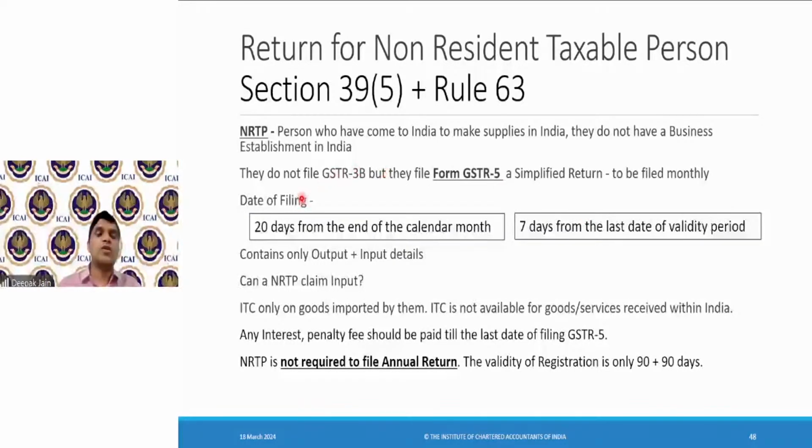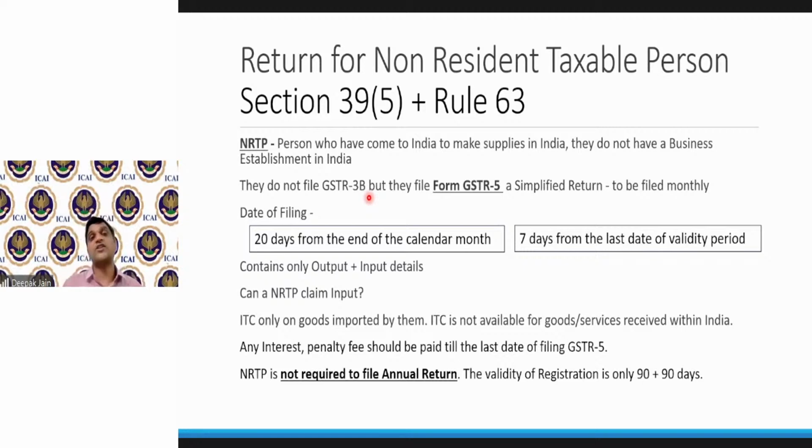Now they do not file GSTR 3B. Even though they're making taxable supplies, they will file a special return called GSTR 5, which is a simplified return, and this is to be filed on a monthly basis. Now, the due date of filing is 20 days from the end of the calendar month. If you see in your study material, the last date of filing return GSTR 5 is given as 13 days from the end of the calendar month or within 7 days from the last date of validity period.